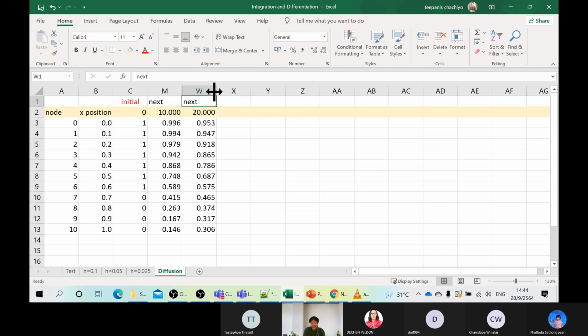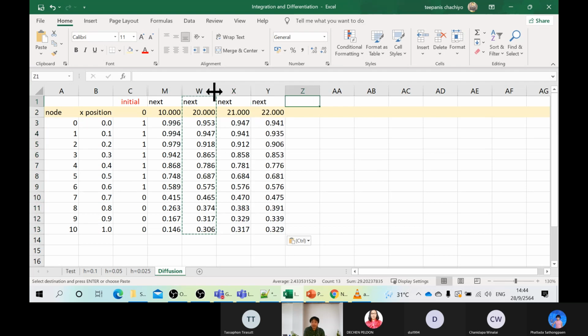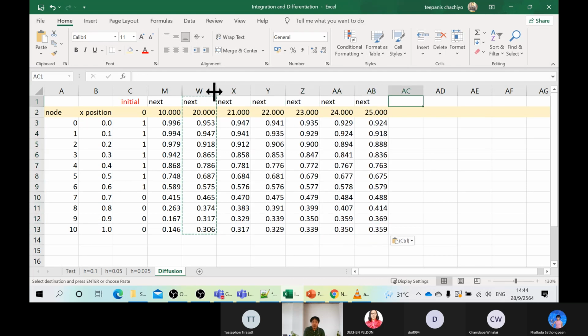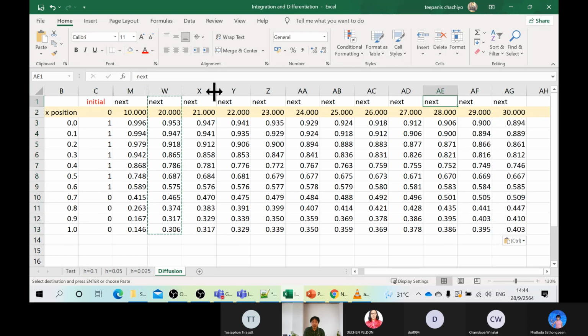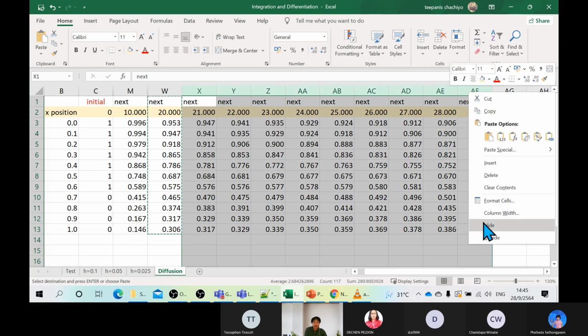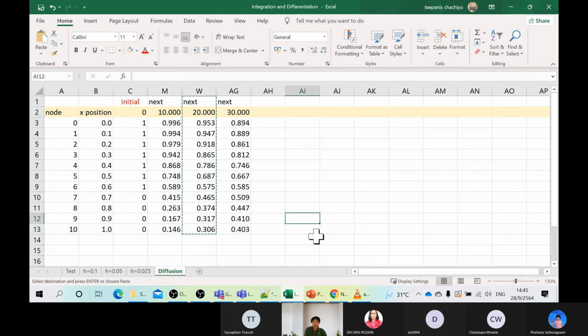I need to recopy these things here, copy, and then paste next time step 23, 24, 25, 26, 7, and then 9, and then 30. Very good. So now I can hide this and then plot the graph to see what happens. Okay. Oh, very nice.